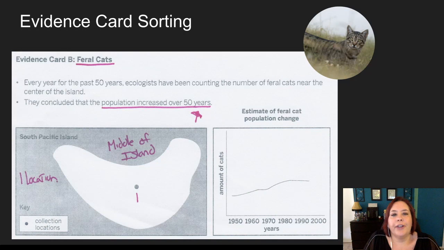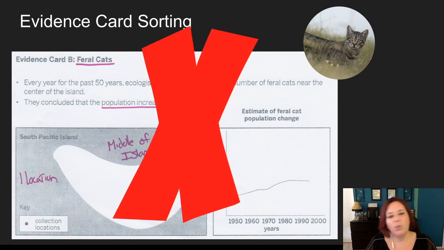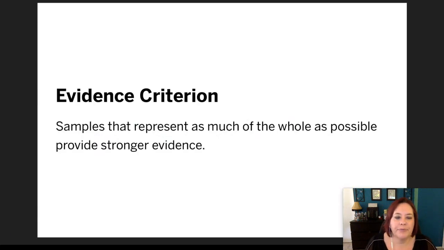Now let's look at our pharaoh cats. Again, there's only one location here in the middle of the island, so guess what? Yep, we're going to toss it out. We're not even going to use it. Because remember, we're looking for samples that represent as much of the whole as possible. And the samples that represent as much of the whole as possible provide stronger evidence. That's part of our evidence criterion.